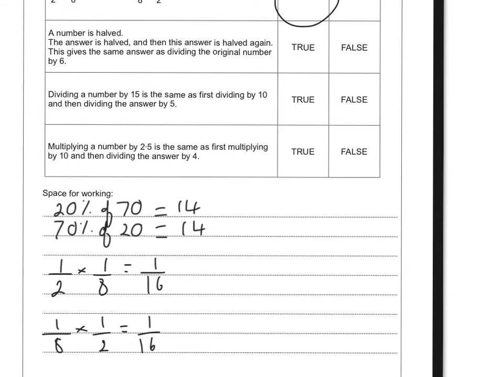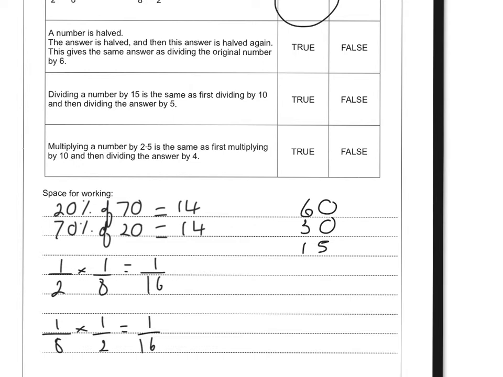So I'm going to choose the number 60. 60 is an even number, it's also in the 6 times table. So if I halve it, that gives me 30. If I halve it again, that gives me 15. So 30 halved and halved again gives me 15.